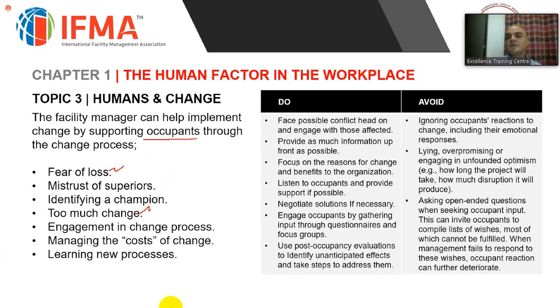So there are certain things to do to manage change properly. You have to listen, first of all, to the people and face possible conflict head on. Provide as much information upfront as possible. For example, if you want to upgrade the power grid and you shut down the power of the building unannounced, you're going to have much more backlash than if you provide much information. You tell them, okay, on so and so date. Proper facility management companies do that.